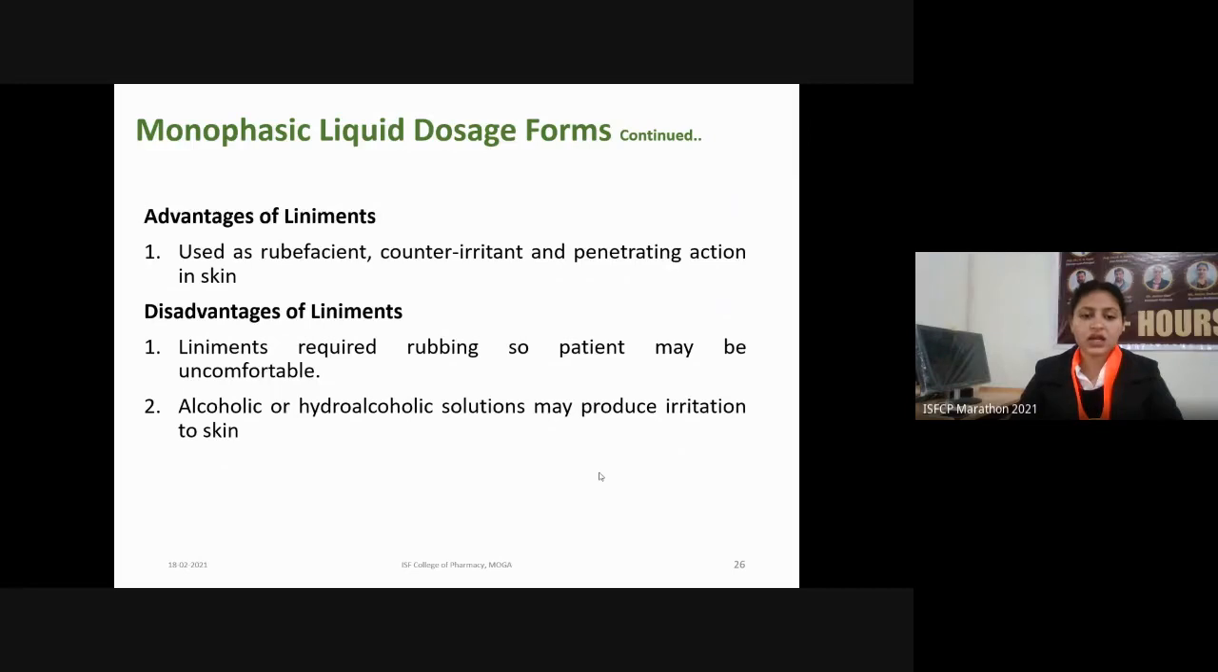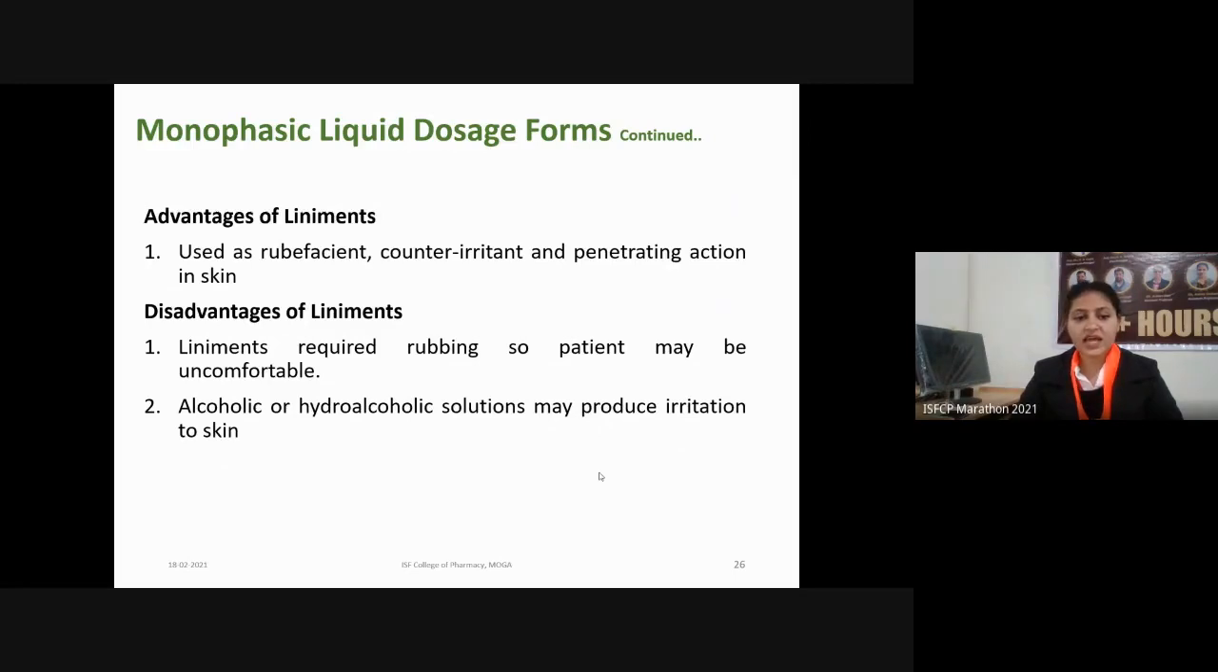Now the disadvantages of the liniment. The liniments require rubbing, so the patient may feel uncomfortable. Because if we want the action from the liniment, we have to rub it on our skin, and that rubbing can cause discomfort for a few patients.